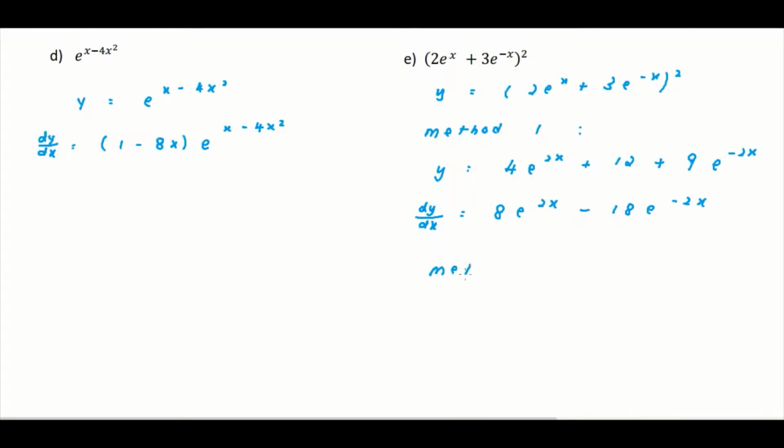For method 2, if you do not want to expand it, then you can treat it as a composite. So you straight away do your dy/dx. Bring the power in front, so you have 2, then your function f, you copy it exactly the same. Power minus 1 will give you 1. Then after that, differentiate what is inside. So 2e^x, after you differentiate, you get exactly the same thing. For this part, you get negative 1, so it becomes negative 3e^(negative x).